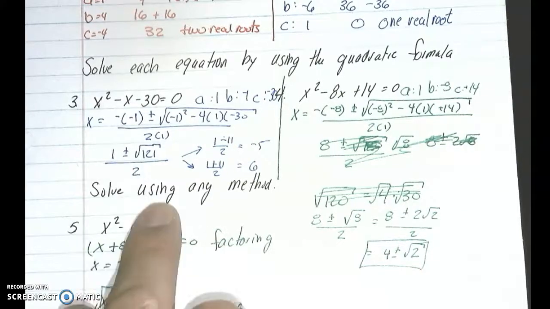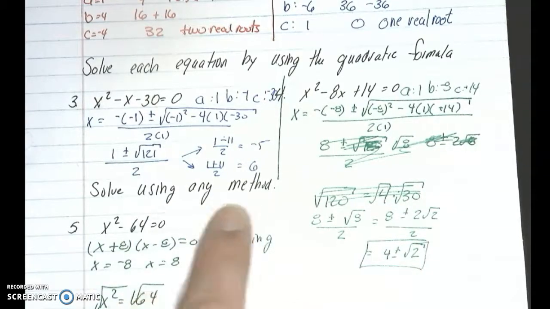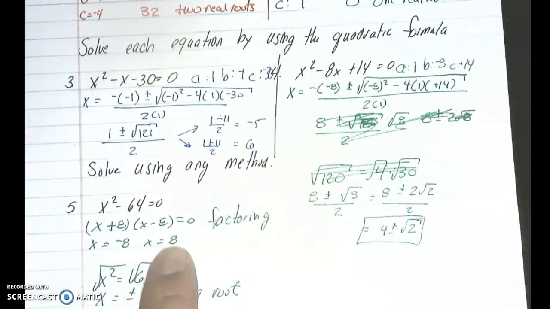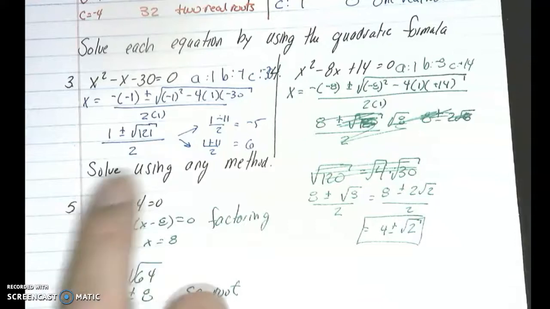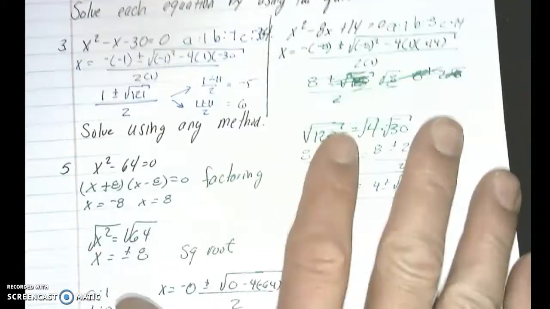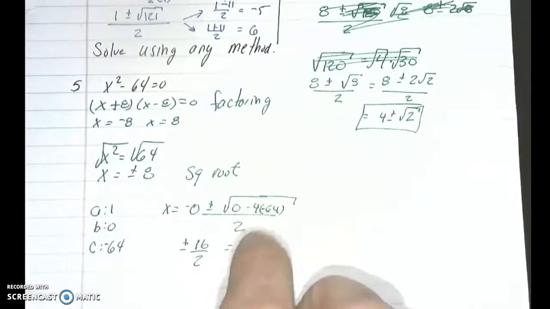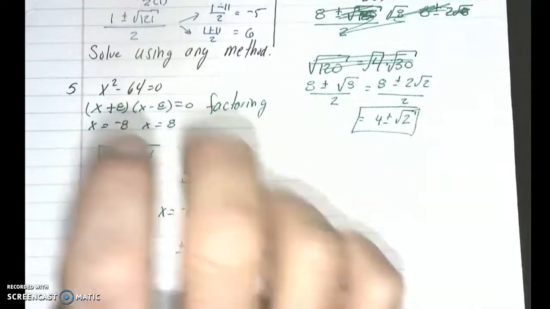And then this one said solve using any method. x squared minus 64 is equal to 0. I personally would have done factoring first because it's a difference of perfect squares. You could have done the square root. You could have even done the quadratic formula. This one turned out to be a lot more work than just factoring.